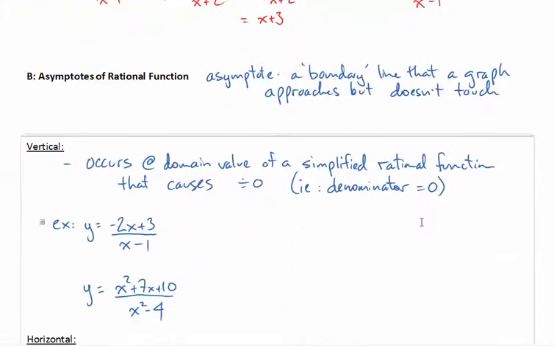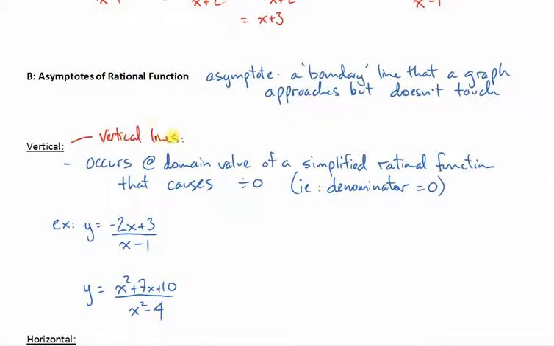The first of them is a vertical asymptote. A vertical asymptote or boundary line would have equation x equals number. I'll write that down. Vertical lines take the form x equals some number, for example, x equals 1 or something like that. It occurs at a domain value of a simplified rational function that causes division by 0. So we get division by 0 if a denominator is 0.